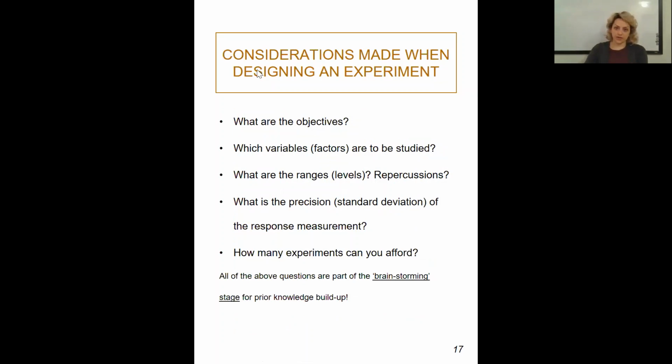Here are some considerations when designing an experiment. When you want to work on the design of experiments, try to answer these questions by yourself, in the lab or outside. What are the objectives? What are you looking for? Are you thinking about the cost, everything that you have? What are your main objectives here? Which variables, factors are to be studied? Try to have your main factors. What are the ranges? What are the levels that you can have?